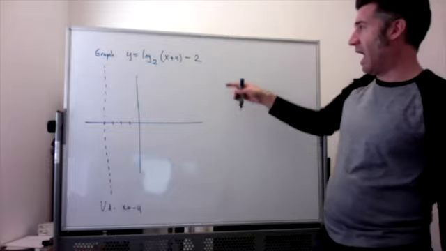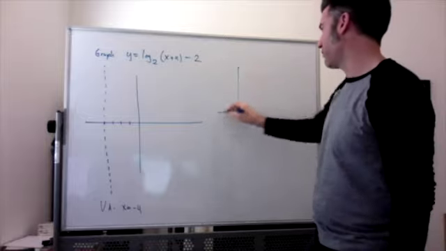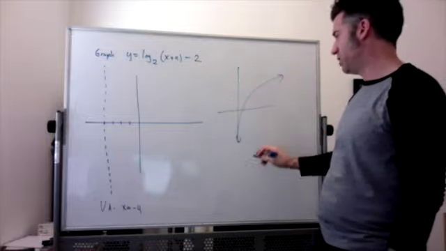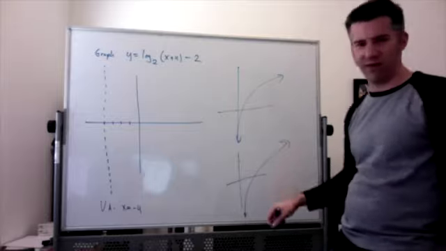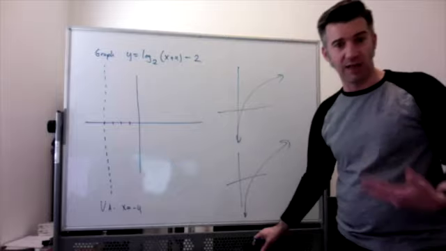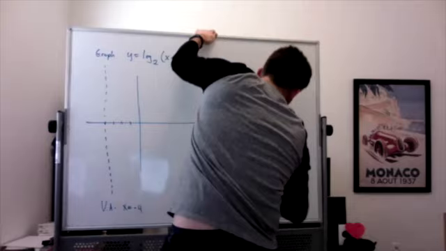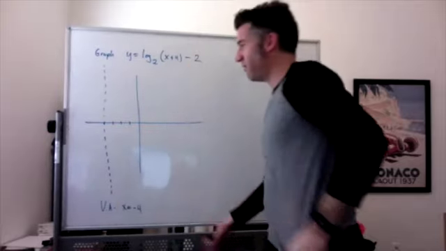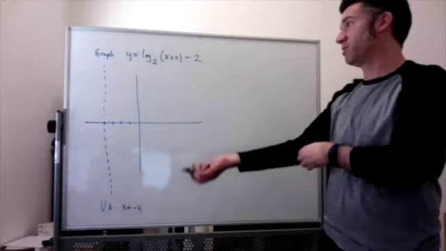I'm not going to ignore the -2, but if you take this kind of graph and shift it down 2, it doesn't look a ton different, right? It's harder to see the vertical shift in a logarithmic graph. But what we can do instead is find where the intercepts are and then graph the right shape through those intercepts.